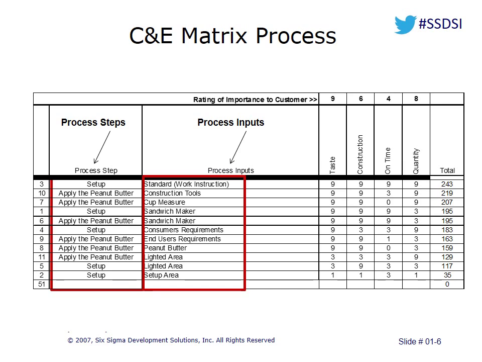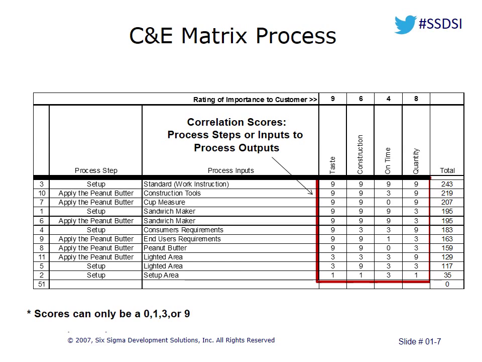So once I list all those inputs, then I list their correlation scores. These are the correlations between the process inputs and the outputs. Now I'm only allowed to list these scores in 4 different values: a 0, 1, 3, or 9.